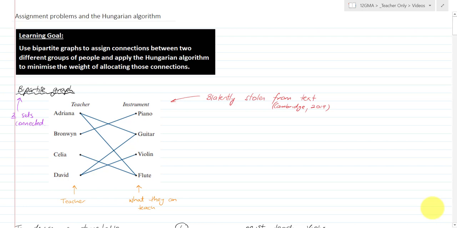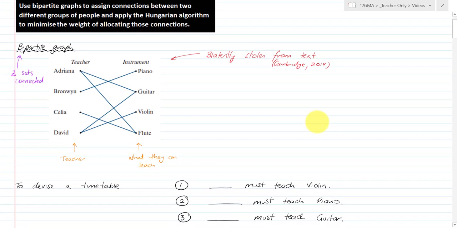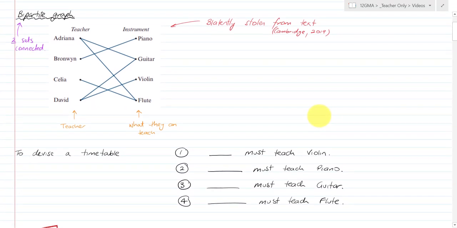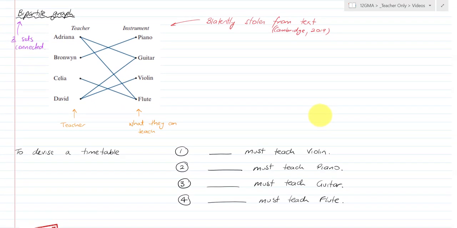I've got an example here. I have tried as much as I can to come up with my own examples, but my brain wasn't working at the time, and I've ended up stealing the example from Cambridge, the textbook. So you've got this in your textbook as well, but it's a good example. It shows 4 different teachers and 4 different instruments that they can teach.